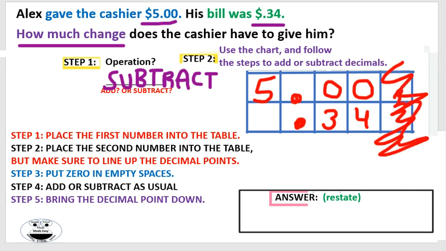But if you're ever confused, you can always put zeros there. So I'm going to put 0 in the empty spaces here. And now I have to subtract because we need to get the money back. So this is a subtraction problem.